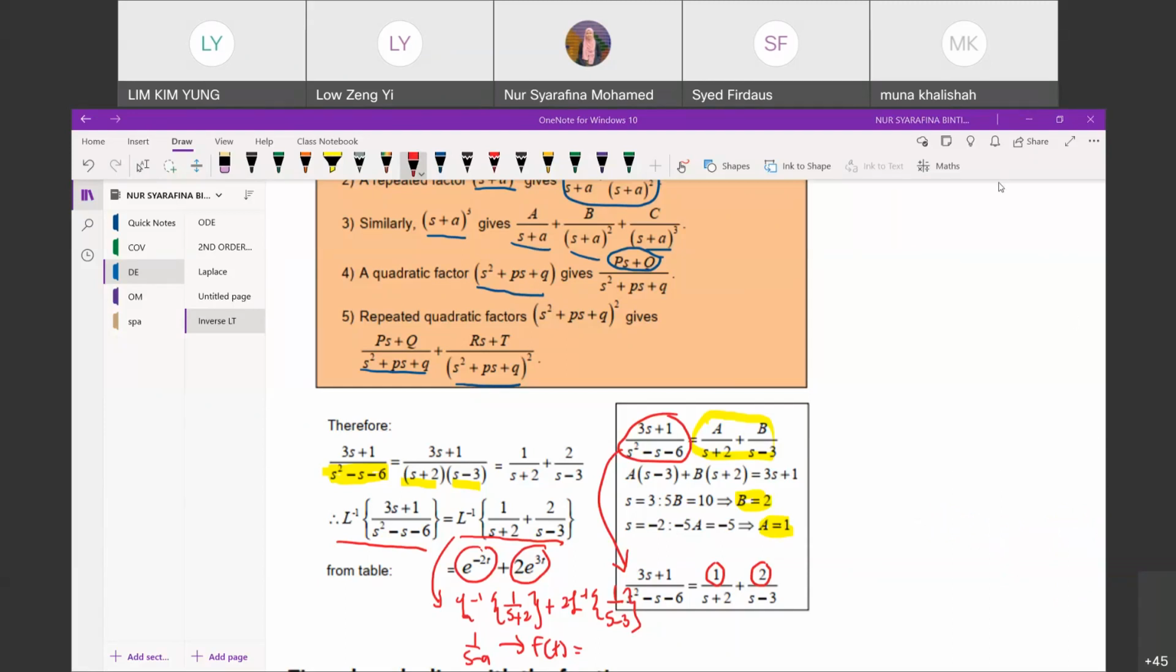Any question? If you can manage to find A and B simply just like this, then no need to write one by one, step by step. Just identify where the value comes from. At least the steps are there. No need to do it one by one.